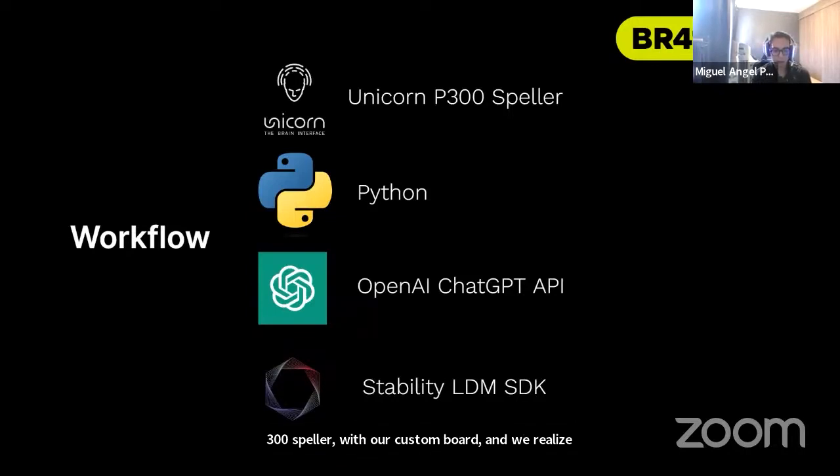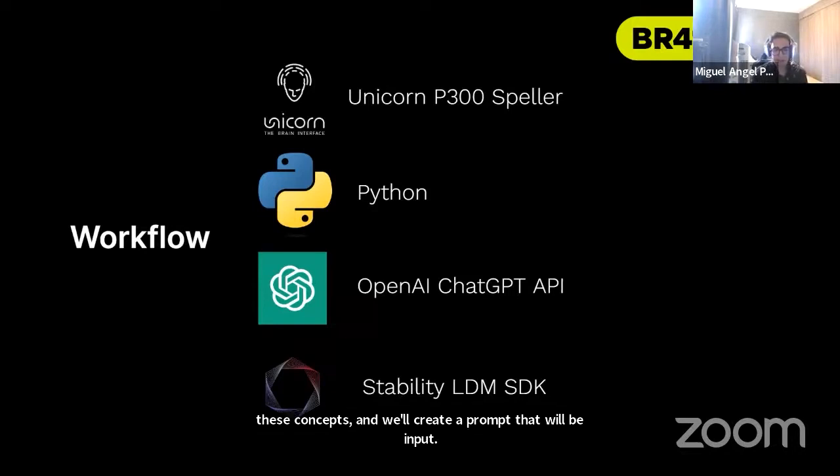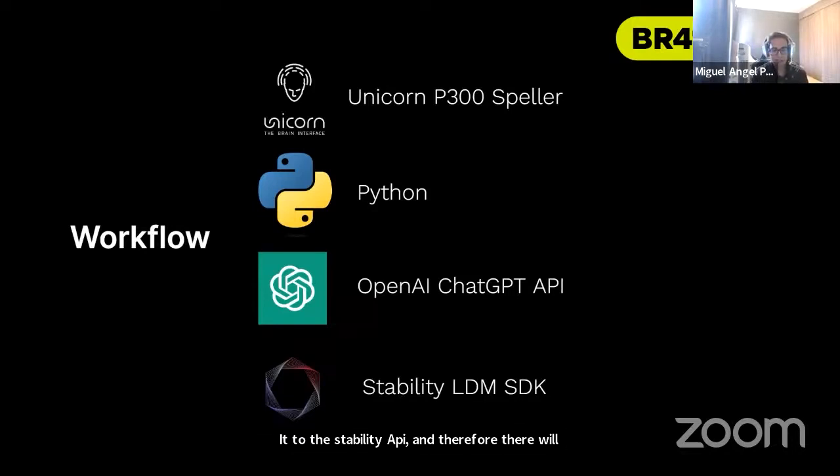Also in Python, we integrated two APIs. One is the ChatGPT API, and another one is the Stable Diffusion API, which is also called Stability. So the idea is that from the selections of the user, ChatGPT will combine these concepts and will create a prompt that will be inputted to the Stability API, and therefore there will be an image generated.